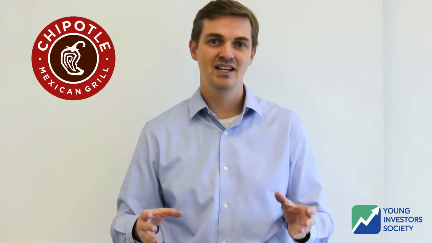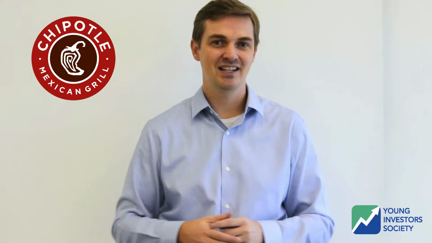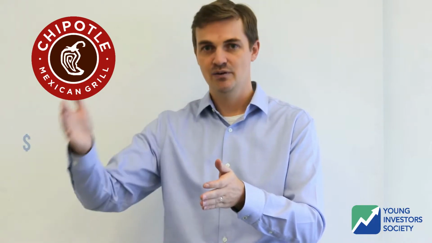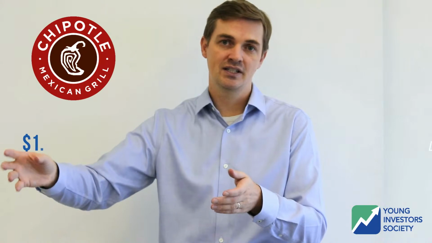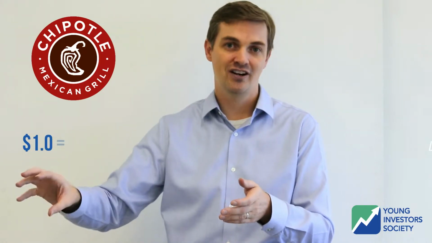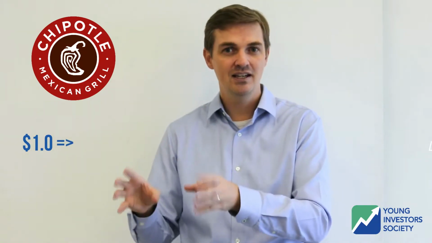So let's use an example. Let's say we have Chipotle, and Chipotle is a restaurant business and it sells burritos, and we think this is a good investment. The current earnings per share is $1 per share, and then we forecast that forward 3 years, and we think in 3 years it's going to be $1.30 earnings per share for Chipotle. Okay, so we have one of the key components.